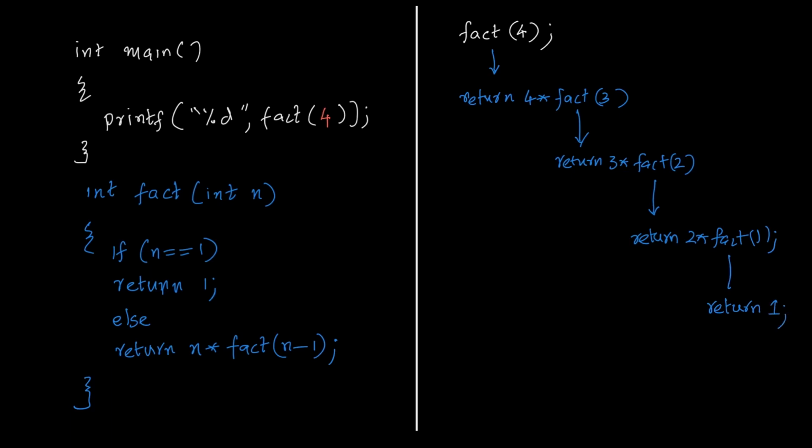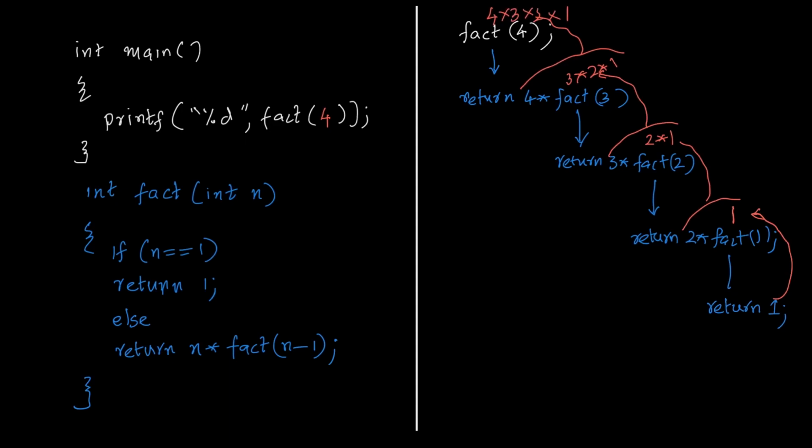So when this returns 1, fact1 becomes 1, and fact2 becomes 2 multiplied by 1, and fact3 becomes 3 into 2 into 1, and fact 4 becomes 4 into 3 into 2 into 1. So this is how recursively the function called fact is made to obtain the factorial of a number.